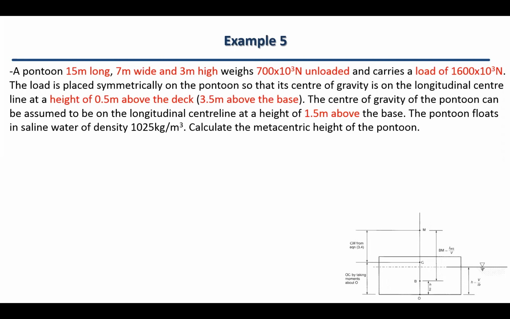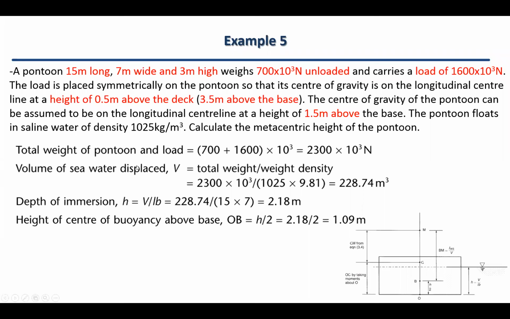So the pontoon floats in saline water of density 1025 kilograms per cubic meter. So the question here is to calculate the metacentric height of the pontoon. Okay, so let's look at this example. First of all, based on the Archimedes principle and the buoyancy force, we need to calculate the H, and then finally we need to calculate the GM. If the GM is greater than 0, it's stable. Let's look at how we're going to calculate everything in this case.